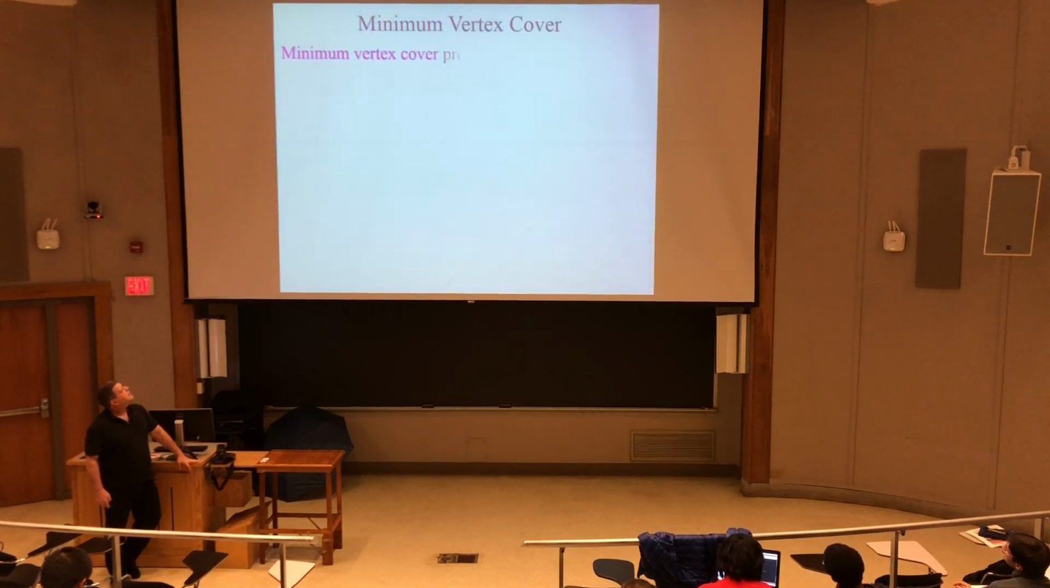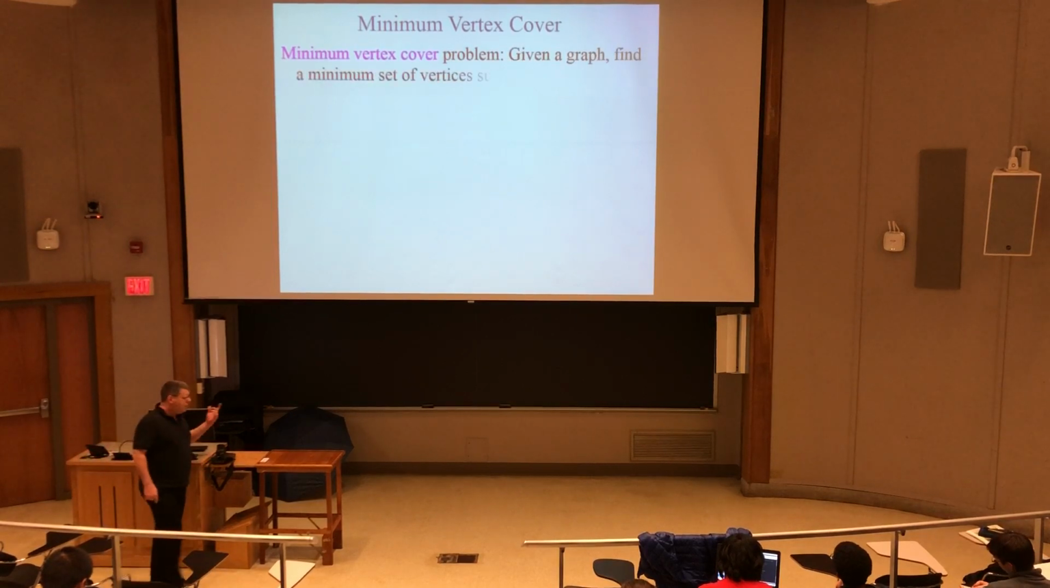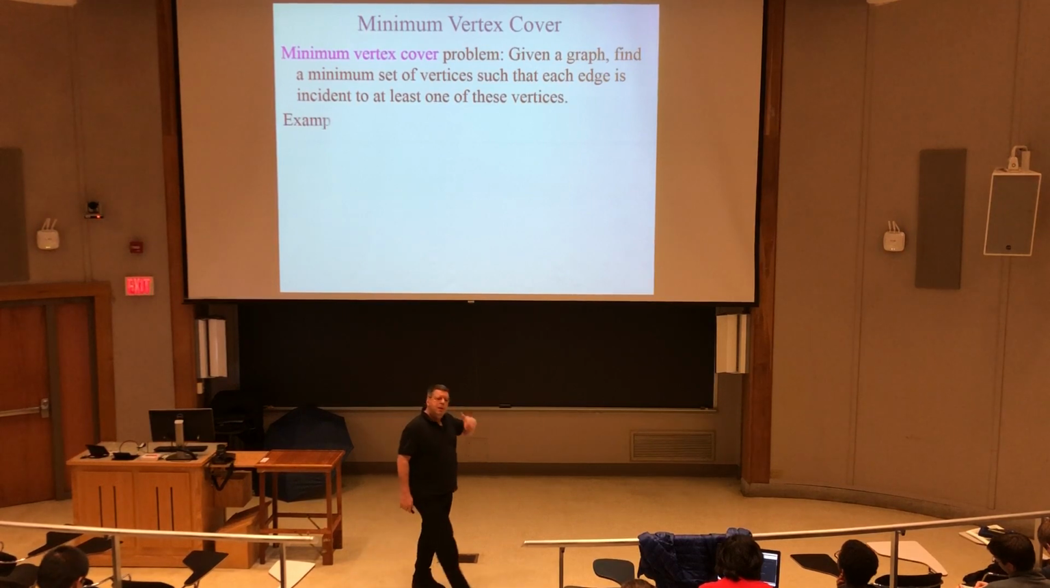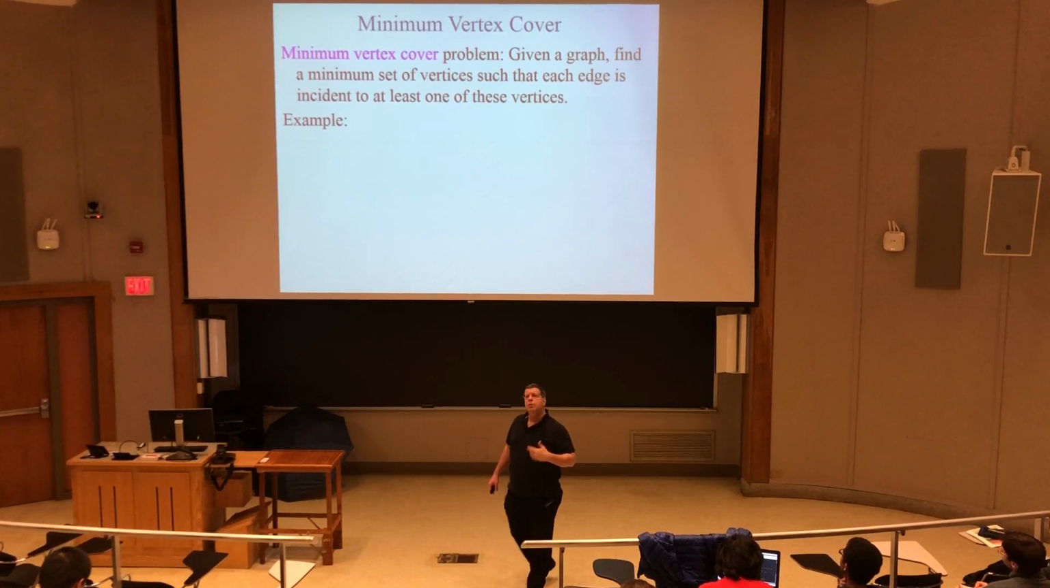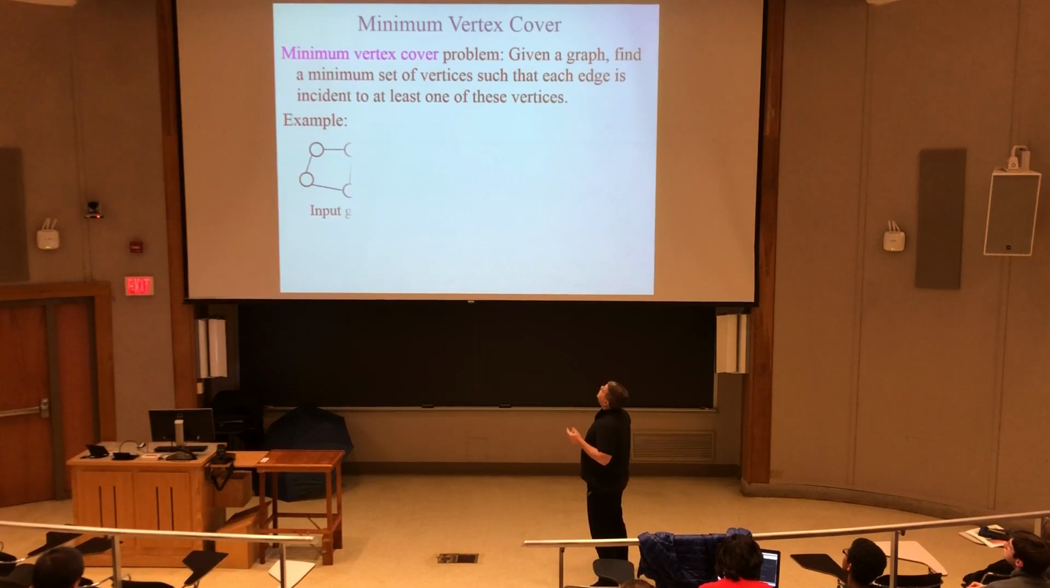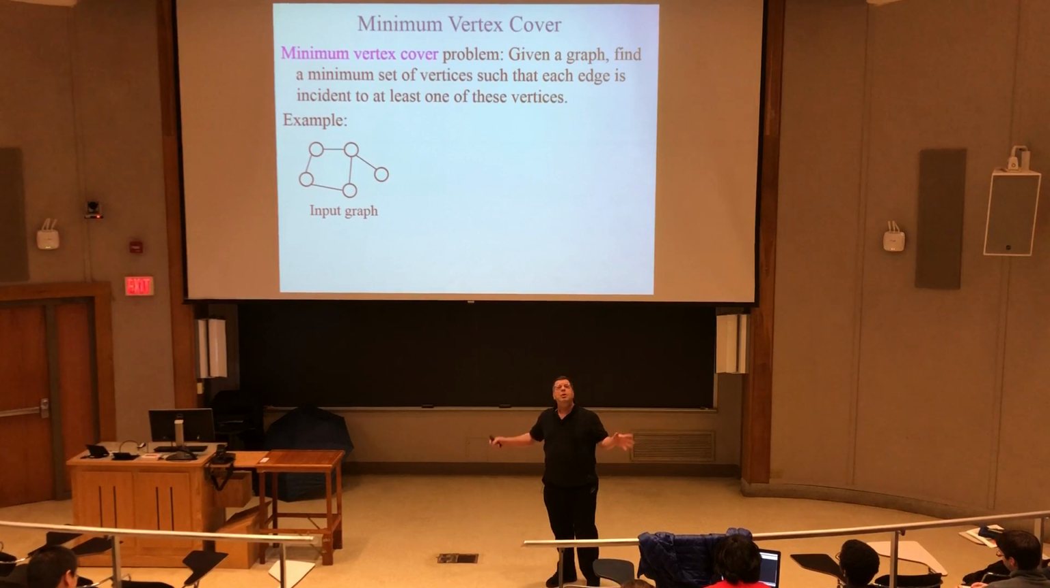So let's look at specific examples. We're about to show that vertex cover can be approximated no worse than twice optimal. And we'll see a very simple heuristic that achieves that, and we'll prove that it's no worse than twice optimal. So what's minimum vertex cover? Given a graph, find the minimum set of vertices that touch all the edges.